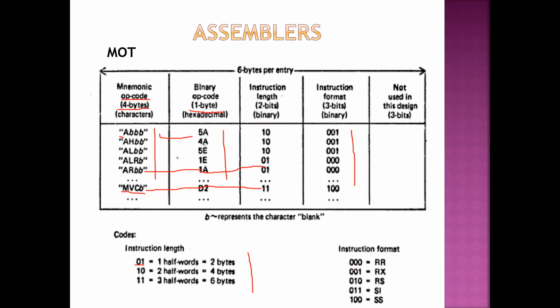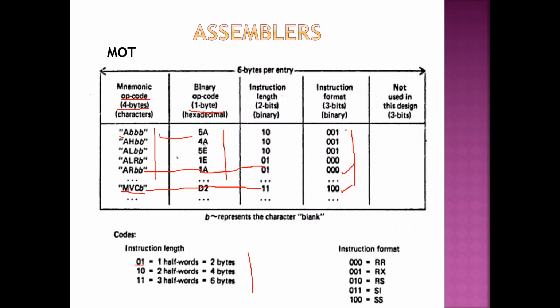Say, for example, if it is an RR type of instruction, the code you will use is 000, RX 001, RS 010, SI 011, SS 100. Right? Let us see any instruction we know. We know one instruction which is RR type, 000 here. Yes, AR. Similarly, we know MVC. It is SS type of instruction. It is 100. Okay.